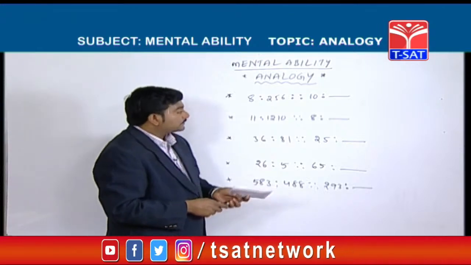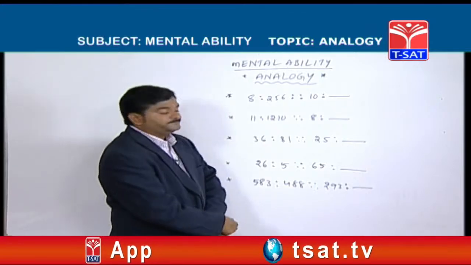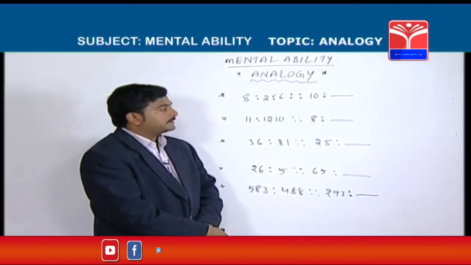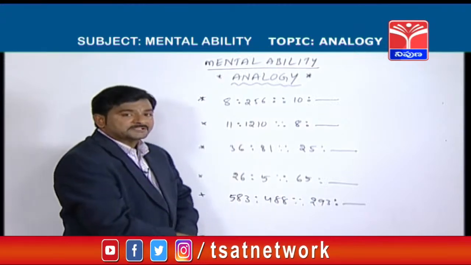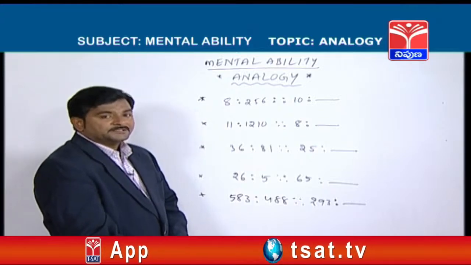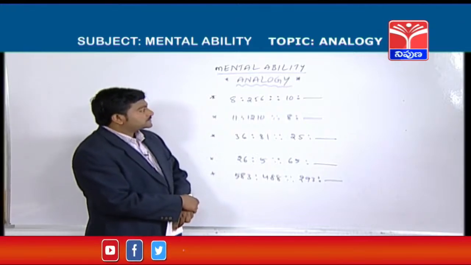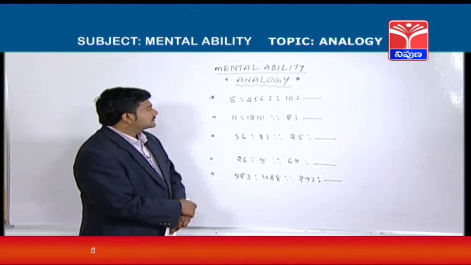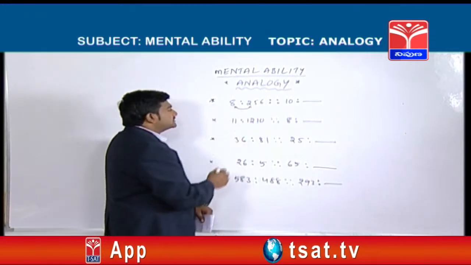Now these are the 5 questions, or else 5 different models we can say. Now let us start by discussing one by one. Okay. 8 is to 256 as 10 is to dash. We will discuss the first model. We have to identify the relation between 8 and 256. What is the relation there?